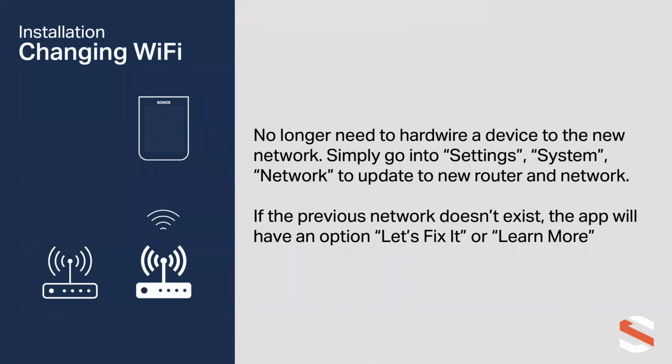Well, now you can open up the Sonos app and go into the settings and hit update network to update your router and your network. Go to system, go to network, update router and network. Alternatively, if you open up your app and it can't connect to anything, it'll say "Let's fix this" or "Learn more." You click that, and we'll walk you through changing the credentials, the SSID, and the password for Sonos in your Wi-Fi to regain communication.